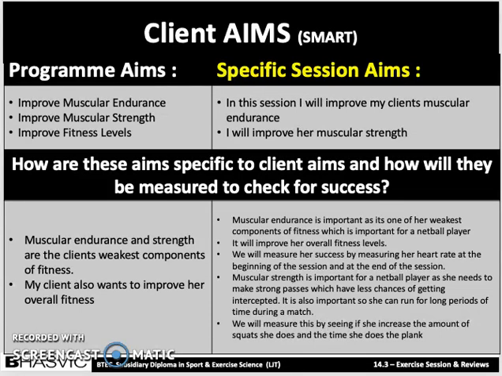Muscular strength is important as it allows her to make strong passes, which will have less chance of getting intercepted and increase the chances of scoring and winning the game. It will also help her hold off defenders when getting free. It's also one of her weakest components of fitness, so working on muscular strength will improve her overall fitness levels.